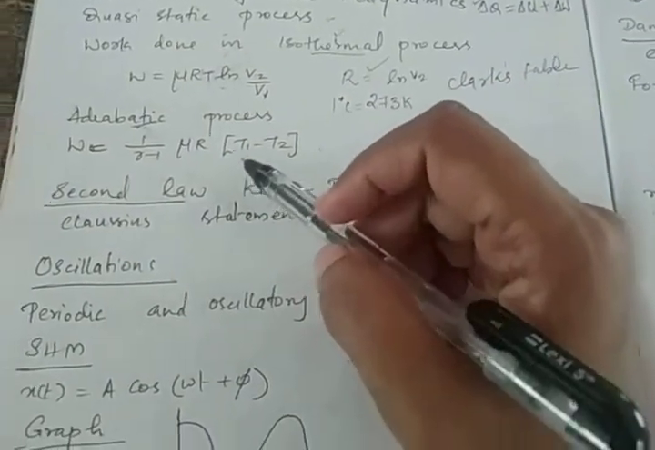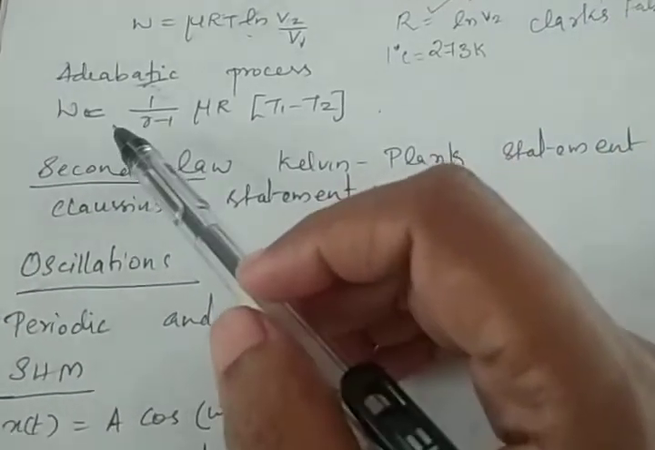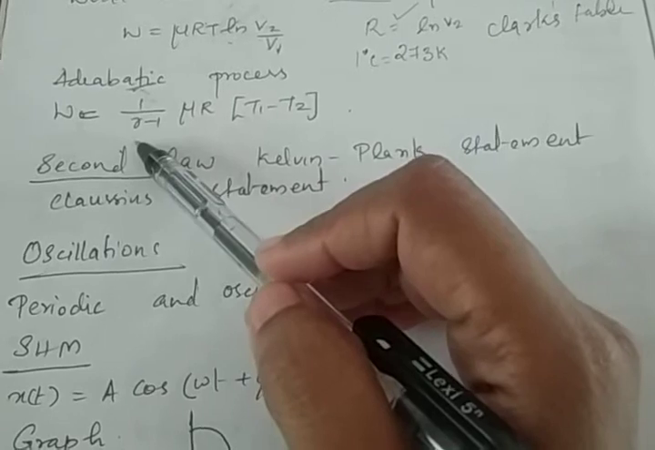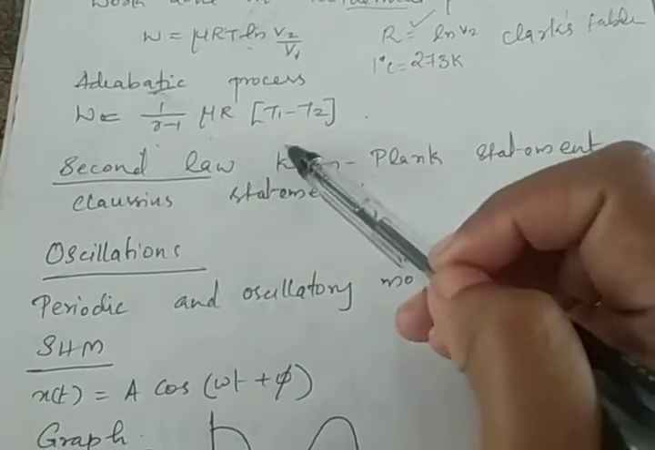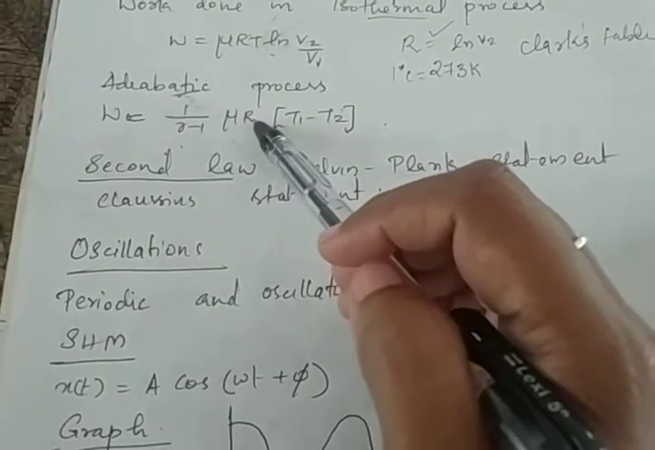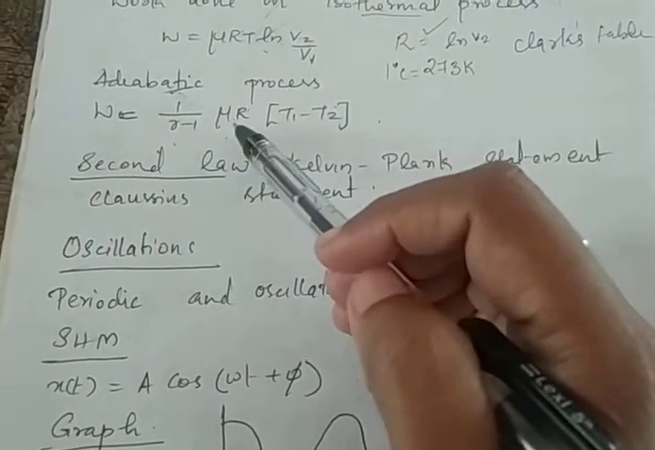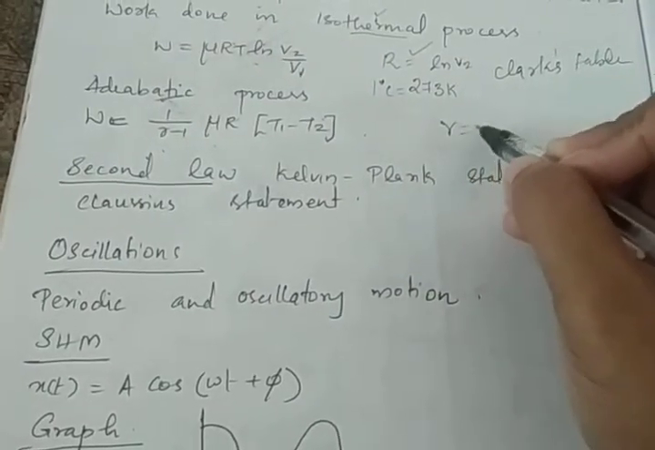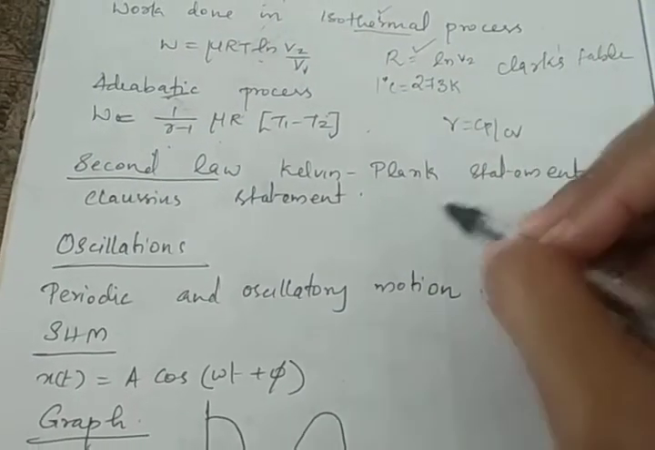Now, in adiabatic process, how will you calculate the work done? So, work done in an adiabatic process is 1 by gamma minus 1 into mu R into T1 minus T2. So, T1 and T2 will be given, and R is the universal gas constant. Gamma is the ratio of specific heat capacities, that is Cp by Cv.